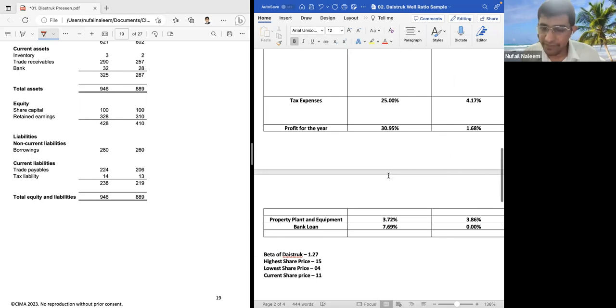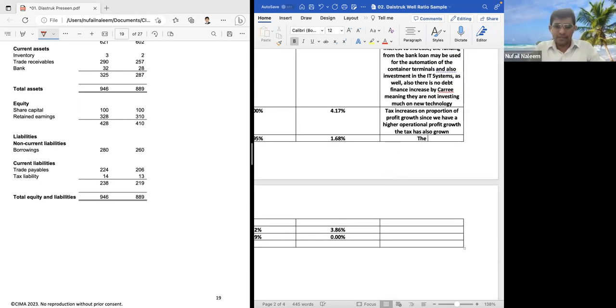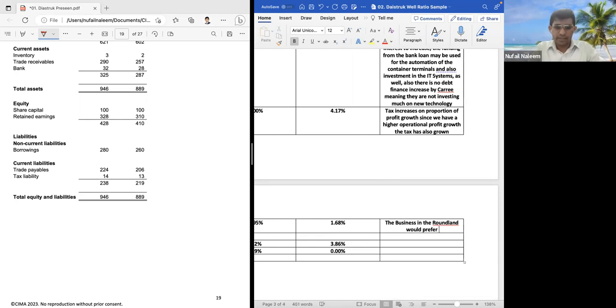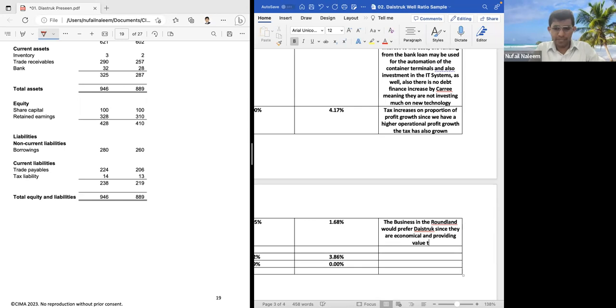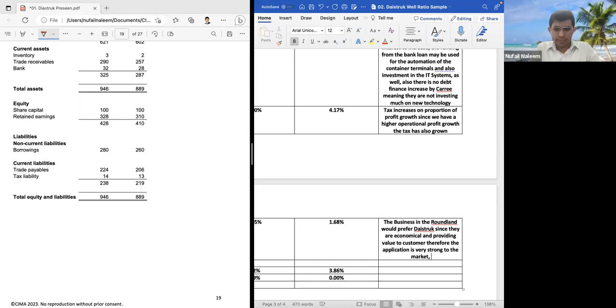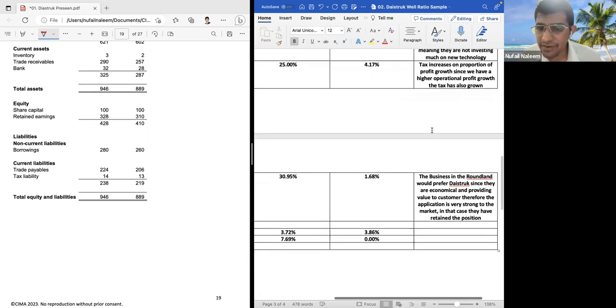Now, children, coming to the profit for the year, this is again one thing. The businesses in Roundland would prefer Daistruk since they are economical and providing, if I'm not mistaken, students, value to the customer. Therefore, the application is very strong to the market. In that case, they have retained the position well. Retain the position.